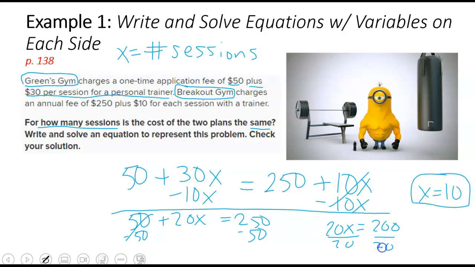So now going back to the question, for how many sessions is the cost of the two plans the same? Well, it would be the same if we did 10 sessions. So if we did 10 sessions, then the cost of these is the same. If you do more than 10, this is going to be your better deal. If you do less than 10, then this would be your better deal.